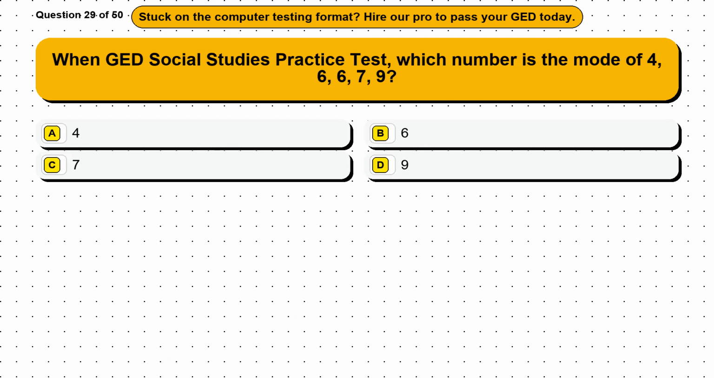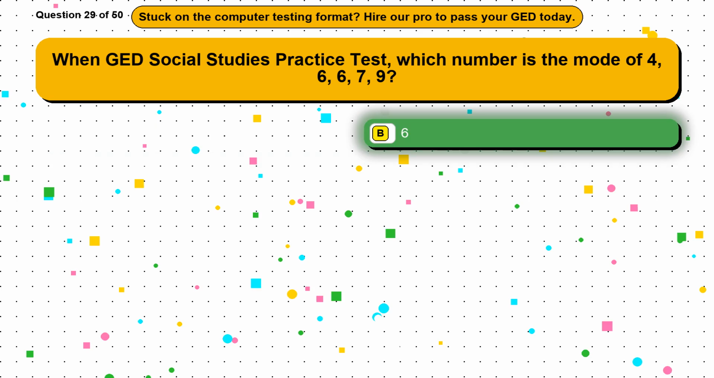Question 29. When GED Social Studies practice test, which number is the mode of 4, 6, 6, 7, 9? Option A, 4. Option B, 6. Option C, 7. Option D, 9. The correct answer is option B, 6.